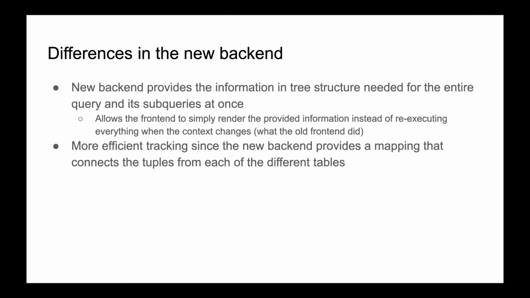What was different with our new backend was that it provides information that's already in tree structures, and it provides all the information needed for the entire query and its subqueries at once. This allowed the front end to simply render the provided information instead of re-executing everything when we move into or out of the subqueries, which is what the old front end did. And it provided more efficient tracking, since the new backend provides a mapping that connects the tuples from each of the different tables. So it provides a mapping that we could check to find out where the row of an output is coming from.